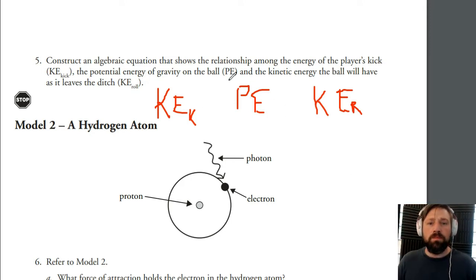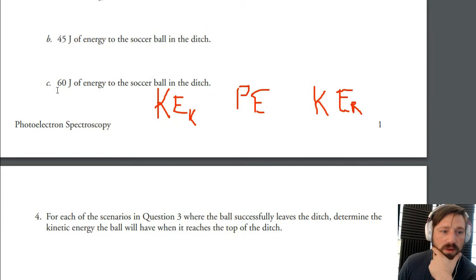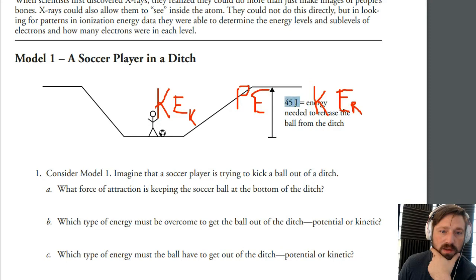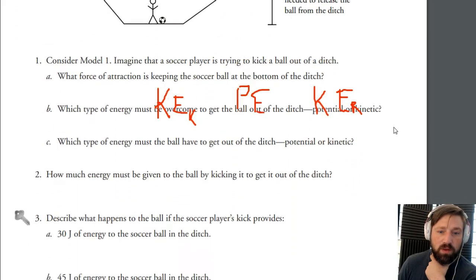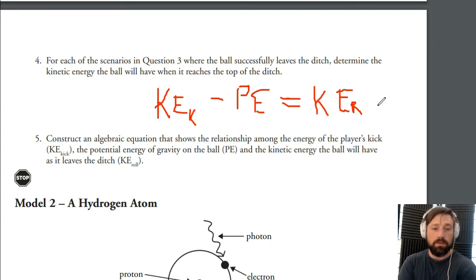What do you have to do to get one thing out of this? How do we want to arrange this in an equation? Well, what did we actually do before? We took the kinetic energy of the ball that was kicked, and we subtracted the potential energy of the gravity on the ball, and that got us the kinetic energy of it rolling. So, KE kick minus potential energy equals kinetic energy of it rolling.